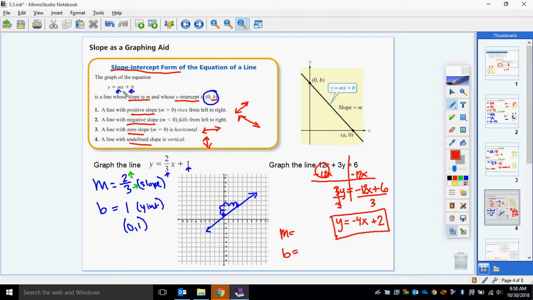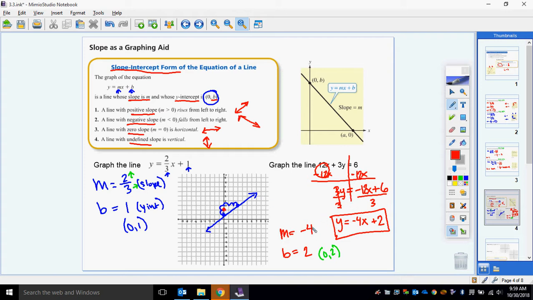So the m is the value hugging the x. The value hugging the x is negative 4. b is the number at the end, a positive 2. If this were to say minus 2, I'd want b to be a negative 2. So let's remember, which one of these is a point? 2 is actually a point. It's crossing the y-axis at (0, 2). Right? It crosses the y-axis at 2.